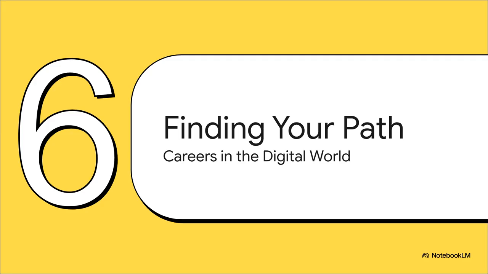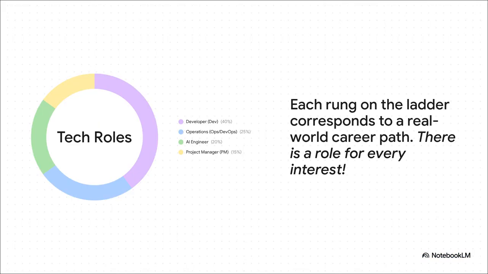So we did it. We climbed the whole ladder, all the way from a single processor chip to these globe-spanning AI models. Now for our last step, let's bring it all back down to Earth and see how this entire map can actually help you find your own spot in this incredible digital world. So how does all this stuff translate into actual jobs? Well, if you look at this chart, you can see that each rung we climbed on our ladder pretty much corresponds to a real career path.